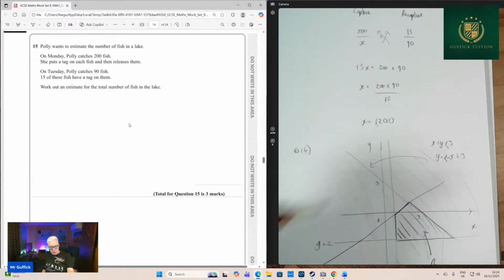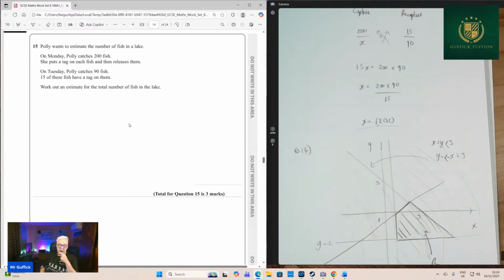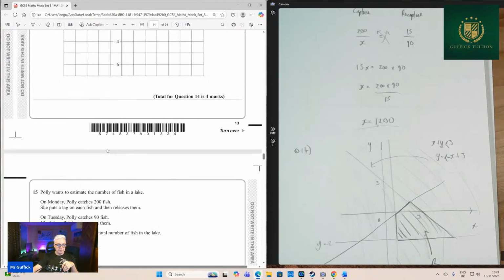Sometimes they ask you what's been assumed in this case, and I think you would need to assume that the fish are evenly distributed throughout the lake, and that the number of fish that had tags were evenly distributed as well. So that is question 15.